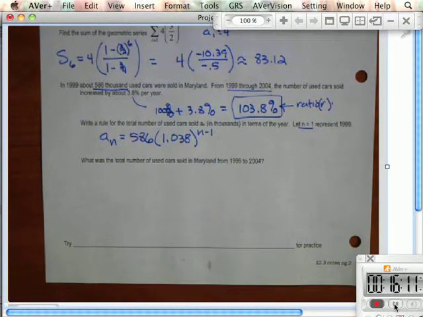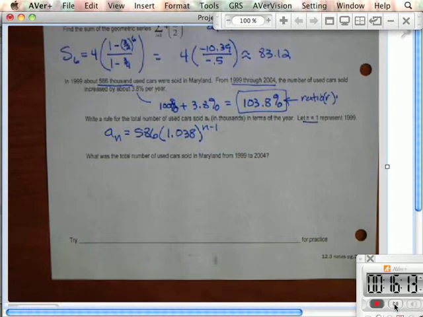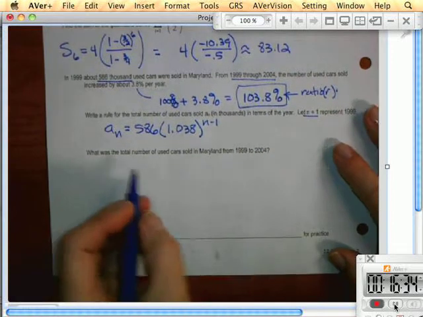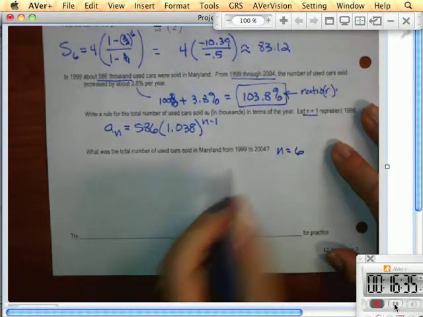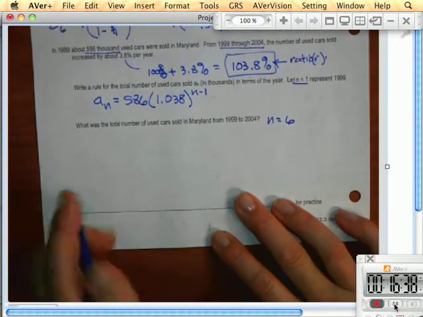What's the total number of used cars sold in Maryland from 1999 to 2004? Well, if 99 is 1, then 2000, 01, 02, 03, 04. So there's 6 of them, correct? It seems weird because you want to say it's 5, but it's really 6. So n is equal to 6. So you just do the summation.